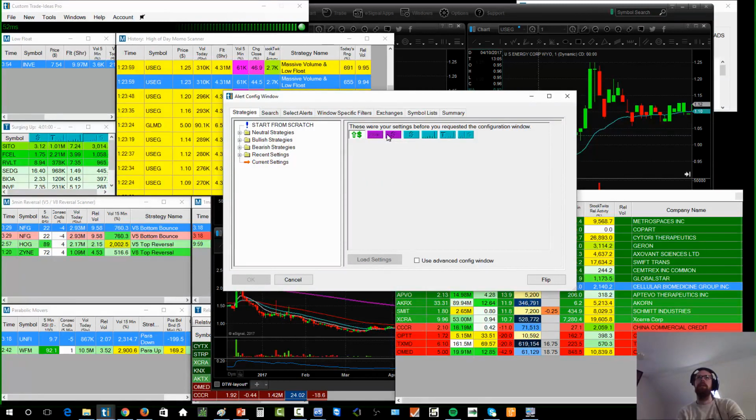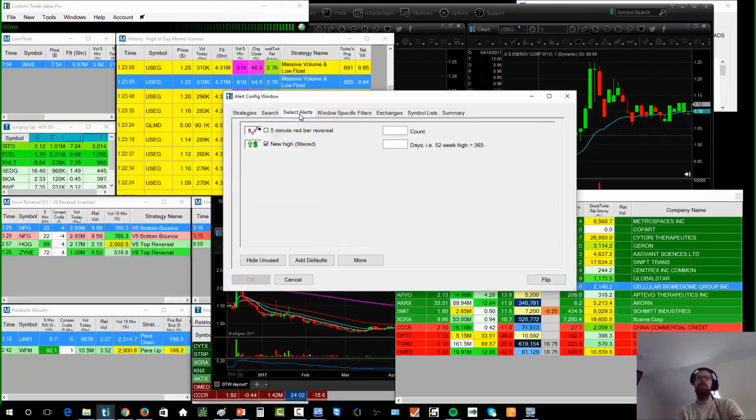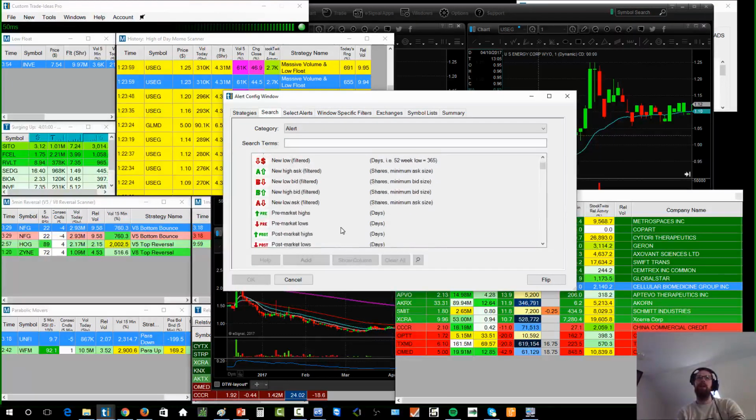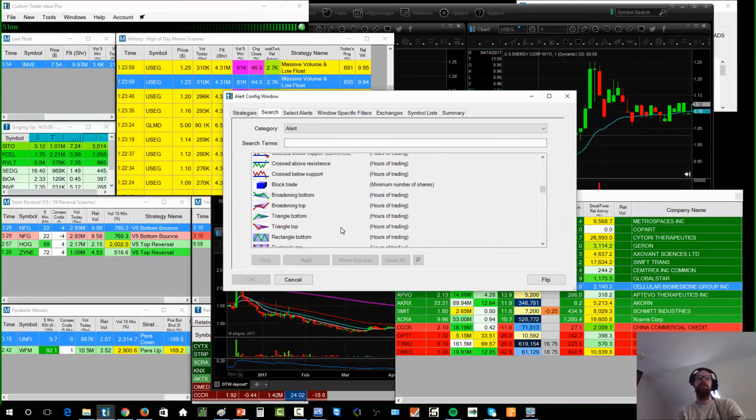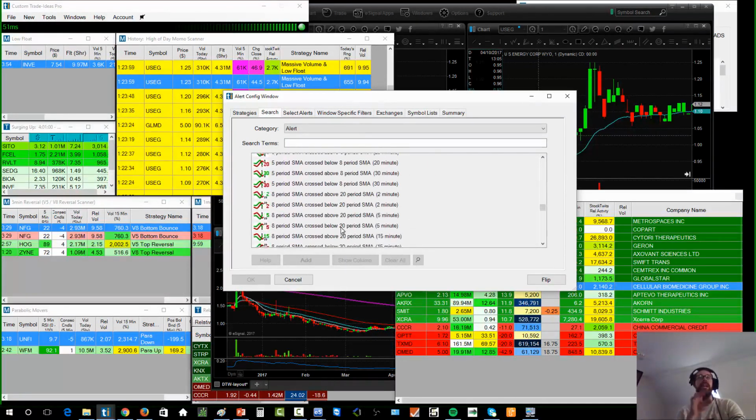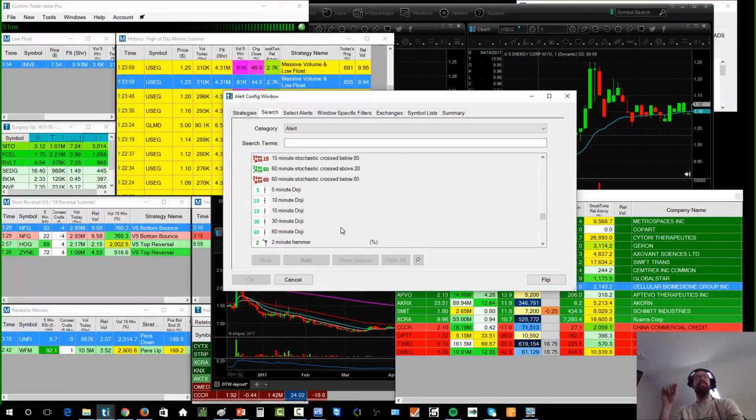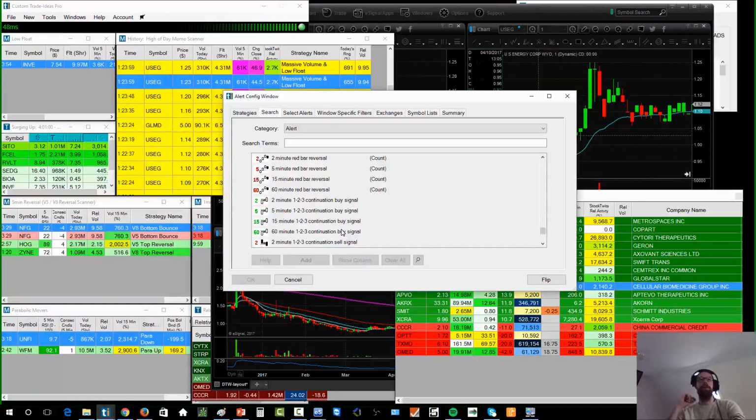There's 2, 4, 6 filters and 1 alert type. Now, if I search for alerts, these are all of the different types of alerts that you can use. Those are the type of alerts. So that's the scenario that triggers the stock to show up on the scanner. That's a lot of alerts.